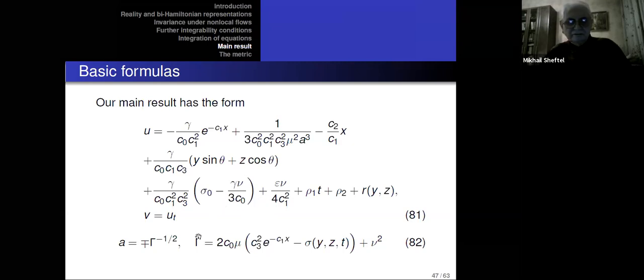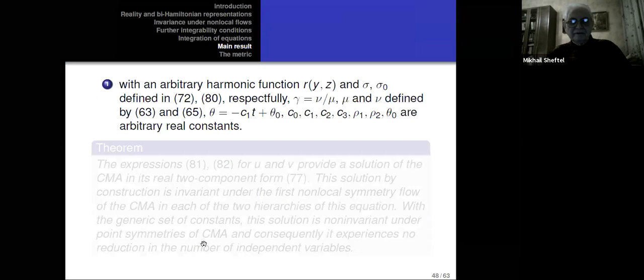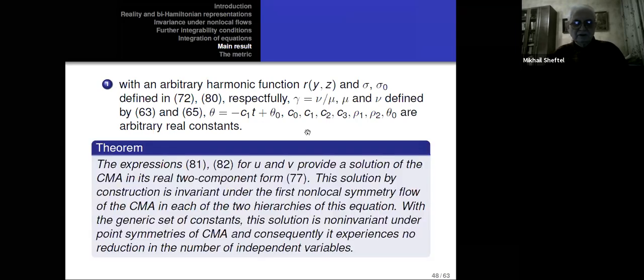And here I remind what is A and capital Gamma. And we know what are nu, mu, and gamma. We know what is theta, and a lot of constants are involved, which are arbitrary real constants. And the main result we formulate as a theorem. The expressions for u and v provide the solution of the complex Monge-Ampere equation in its real two-component form. This solution, by construction, is invariant under the first non-local symmetry flow of the complex Monge-Ampere equation in each of the two hierarchies of this equation.